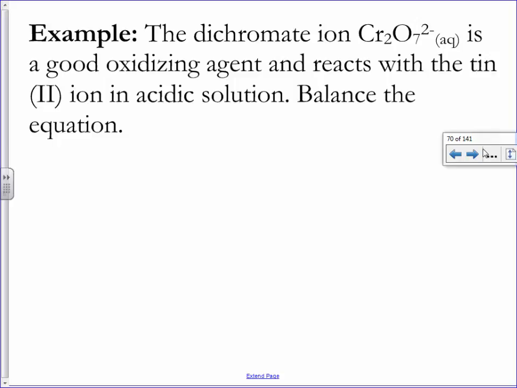So I'm just going to hop right to the example, and then we can just look over the steps as we do it. So you've got a dichromate ion. It says it's a good oxidizing agent, and it's going to react with tin in an acidic solution. Let's try to write a balanced equation.